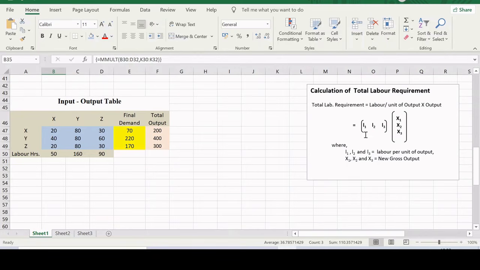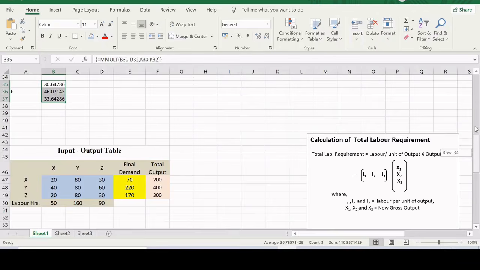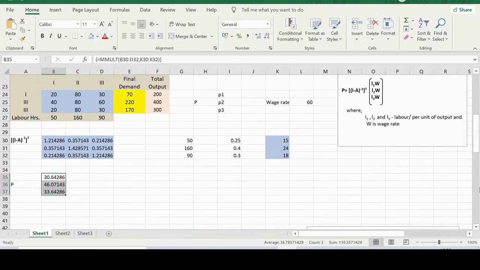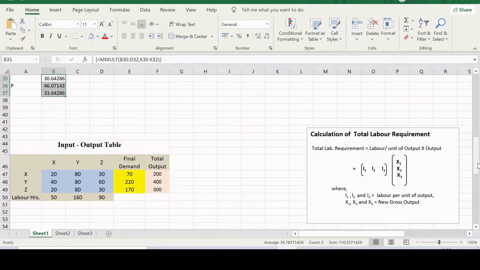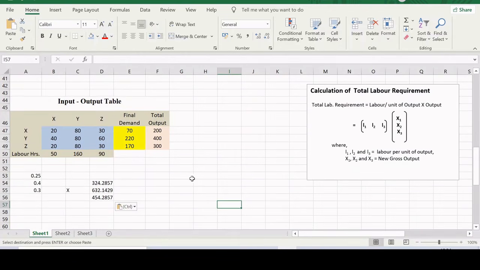So we have labor hours per unit of output also that we have calculated to find out the equilibrium prices here, and we also have the gross output. Now if we multiply these two, we will get the total labor requirement. So you can see here that the first matrix, which is the labor hour per unit of output matrix, is a 1 by 3 order matrix, while the output matrix is a 3 by 1 order matrix. So this matrix is fine.